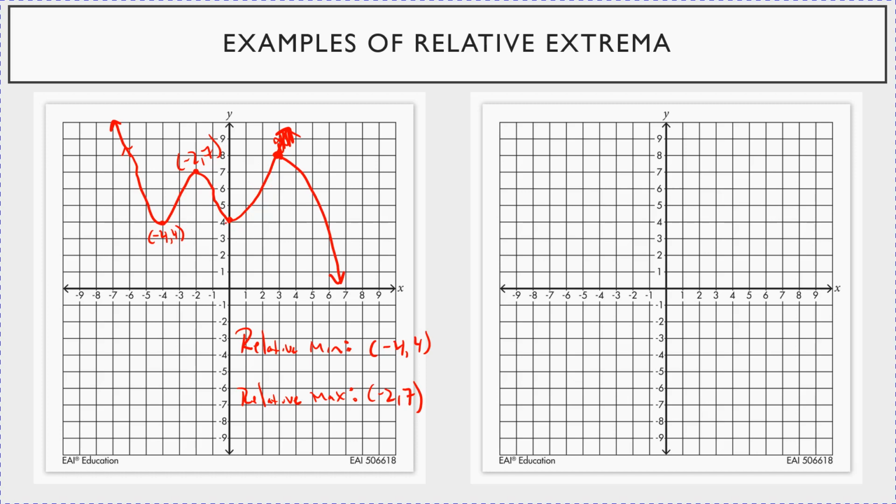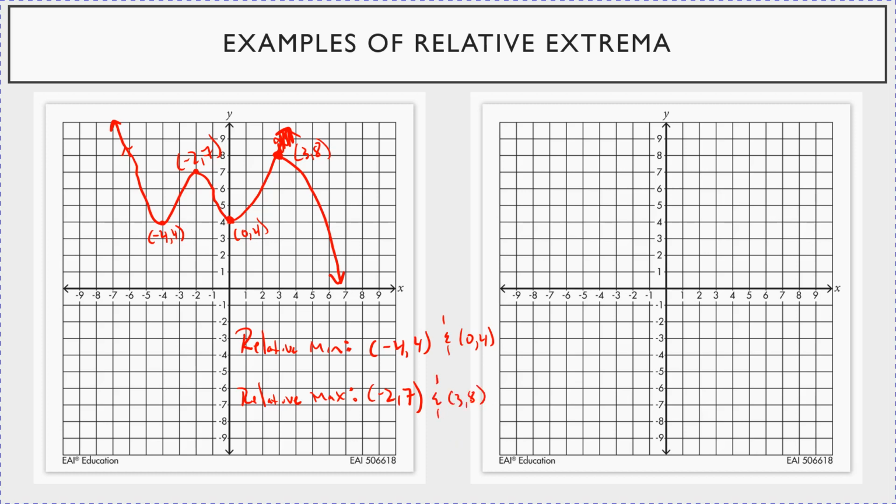All right, and then here, look, we have another turning point, another valley. This is the point (0, 4). So relative to the points around it, it's a minimum value. So we have another minimum at (0, 4). And then we have another peak here. Again, it's not the maximum value of the function because the function keeps going up and up and up. But this is the point (3, 8). And what we can say here is that's a relative max relative to the values around it.